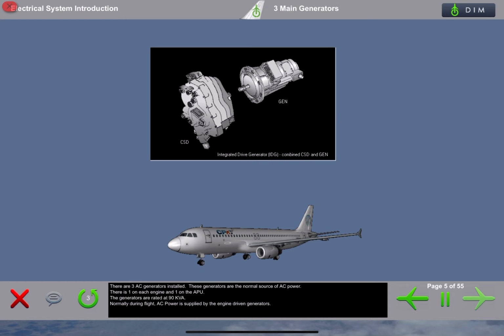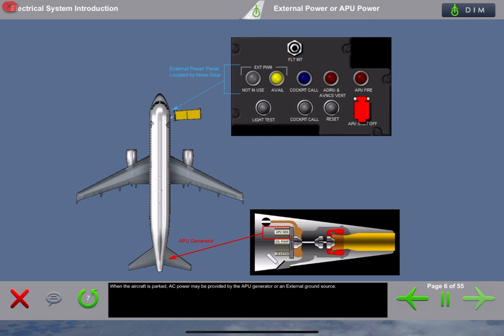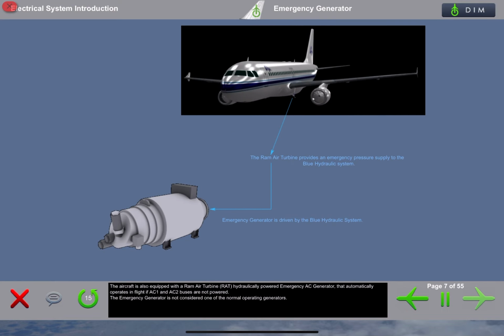Normally during flight, AC power is supplied by the engine-driven generators. When the aircraft is parked, AC power may be provided by the APU generator or an external ground source. The aircraft is also equipped with a ram air turbine, RAT, hydraulically powered emergency AC generator that automatically operates in flight if AC-1 and AC-2 buses are not powered. The emergency generator is not considered one of the normal operating generators.